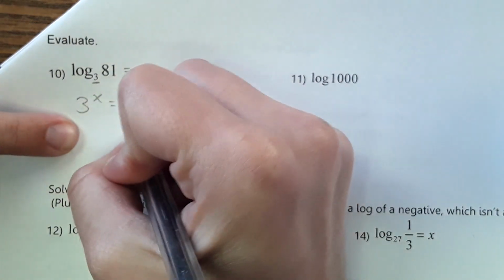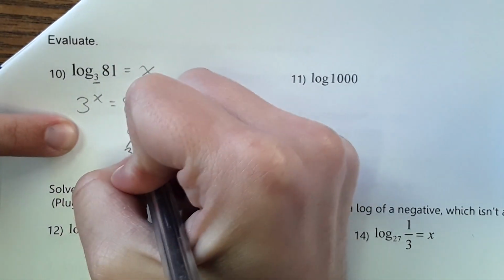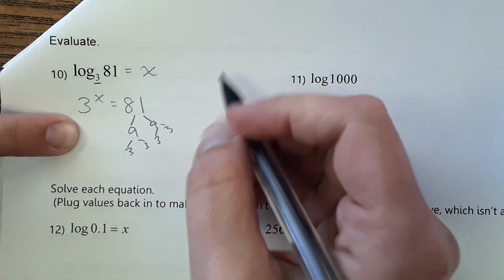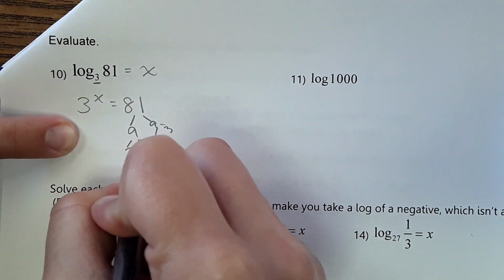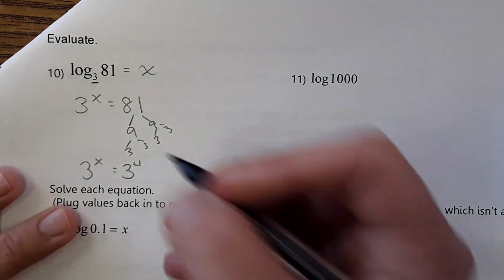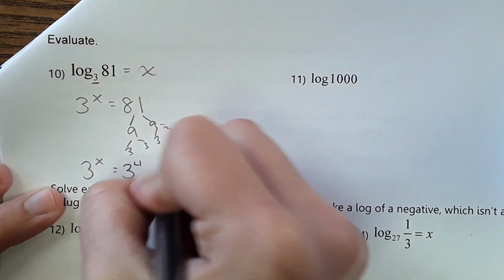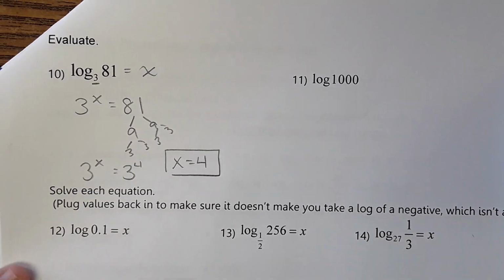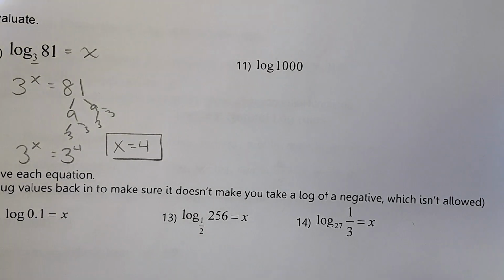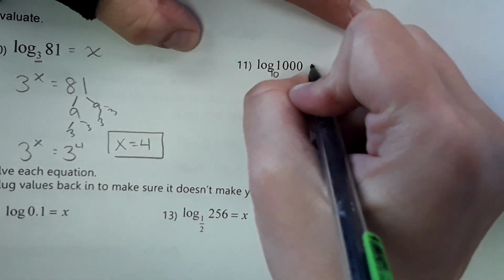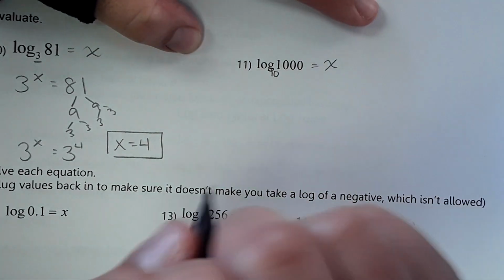So 81 can be broken up. There's 4 3's there. So 3 to the 4th power equals 3 to the x power. And then x equals 4. Okay. Then over here, it doesn't say what the base is, so that means the base is 10. Put it equal to x.